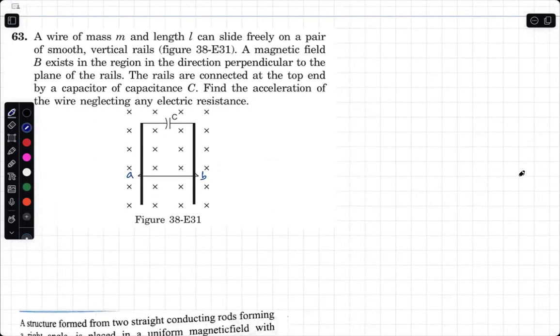A wire of mass M, length L can slide freely on a pair of smooth vertical rails. Magnetic field B exists in the region in the direction perpendicular to the plane of the rails. Rails are connected at the top end by a capacitor of capacitance C. Find the acceleration of the wire neglecting any electric resistance.